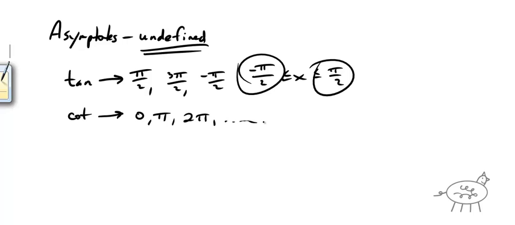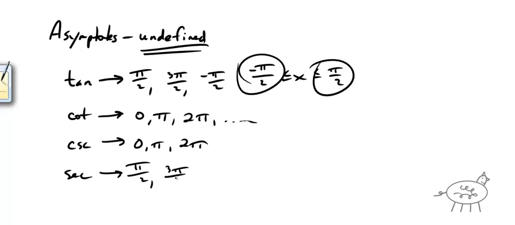What about cosecant? Cosecant goes with sine, so whenever sine is 0, it's undefined. So it's 0 and pi and 2 pi, where sine is 0. The last one is secant. Secant is undefined where cosine is 0, which is pi over 2, 3 pi over 2, 5 pi over 2. You could even go negative, negative pi over 2. So keep that in mind. That's where everything is undefined, and that's how we're going to find our asymptotes for these different equations.